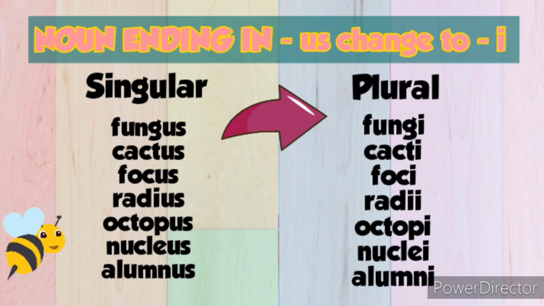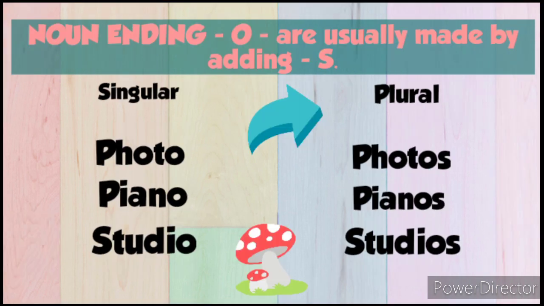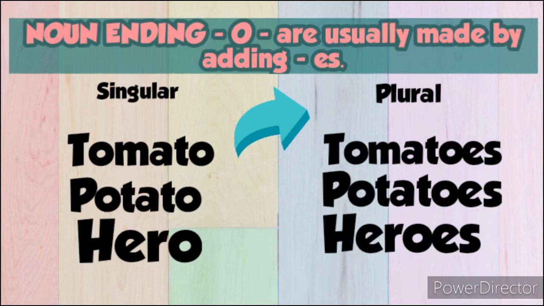Nouns ending in the letters U and S change to the letter I. Nouns ending in the letter O are usually made plural by adding S. Nouns ending in the letter O are usually made plural by adding ES.